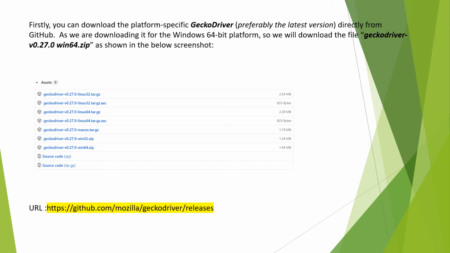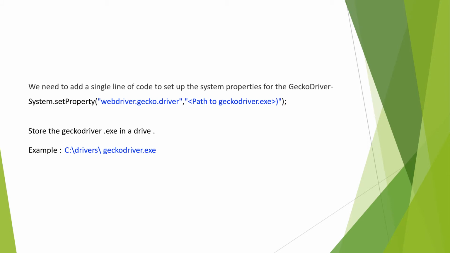You need to download the zip file and unzip it. It will have an exe file on it. You need to save the exe file in a drive. For example, you can save it in the C drive. Under C drive, you can create a folder called drivers, and you can save Gecko drivers and all the other drivers there if you are using multi-browser testing.